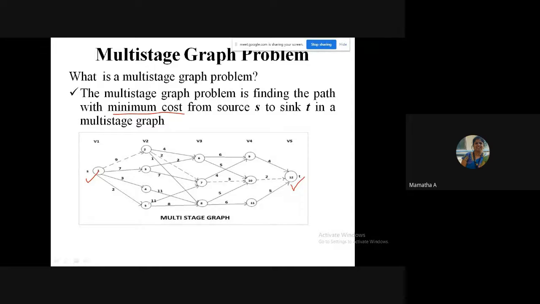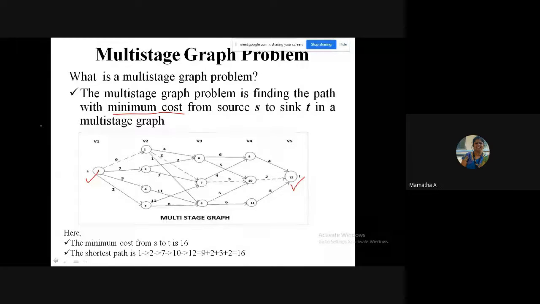And you can observe here, I have found out the minimum cost of S to T with a length of 16. And how is that? You can just observe the dotted lines. Shortest path reaching source to sink. You have 1 to 2, 2 to 7, 7 to 10, 10 to 12. Can you observe this? Yes.